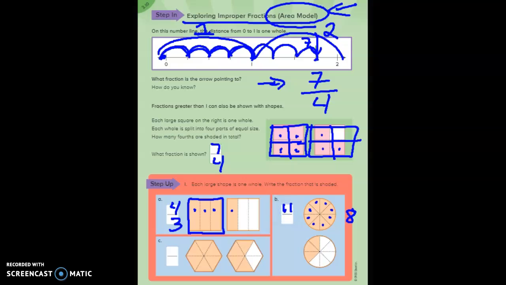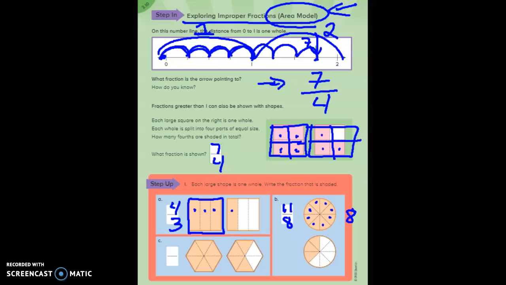Now I need to know what the numerator is. Now I need to find out the denominator. So I'm going to get this whole unit, and I already know it's 8, so I put the 8 on the bottom, which is the denominator. So again, this is an improper fraction because the numerator is greater than the denominator. So 11/8 is the answer to this one.